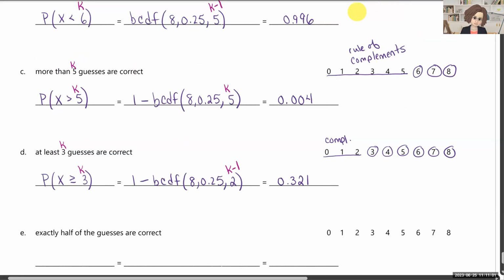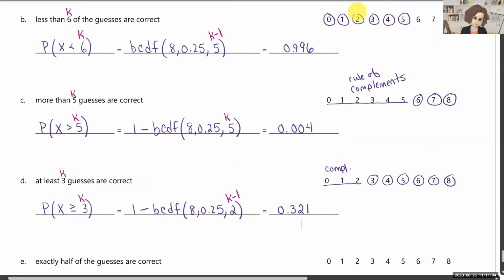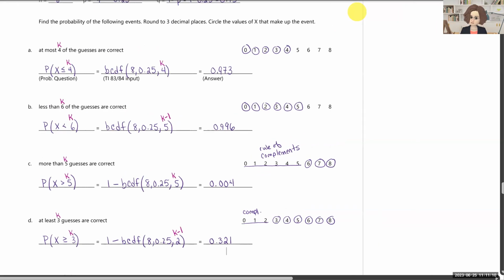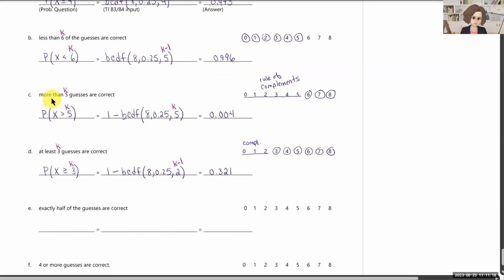All right, so let's do a couple more here, but we have our 5 cases. Actually, we don't quite have our 5 cases, we have 4. So we've got our less than or equal to and our less than. Those are just Binomcdfs. We have our more than and at least. Those are rule of complement cases.